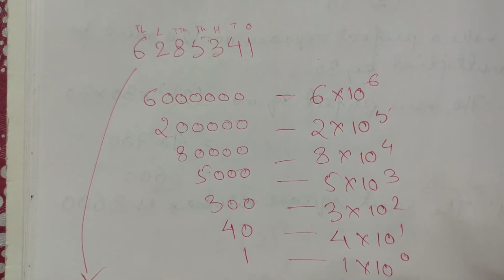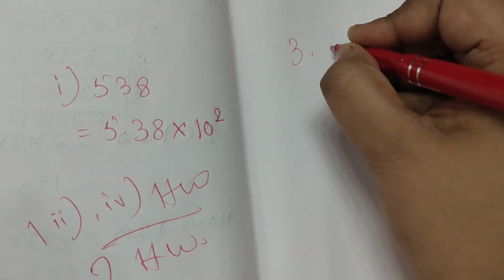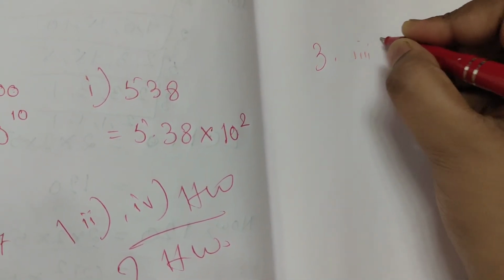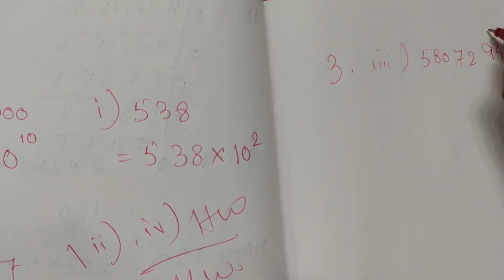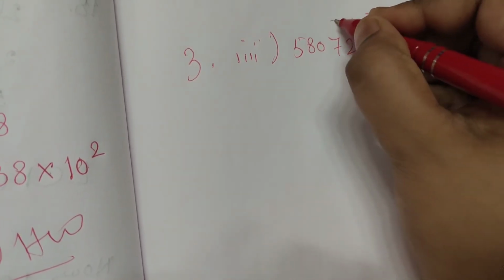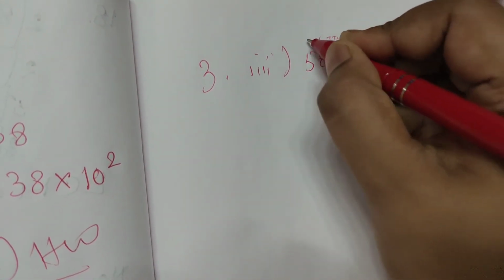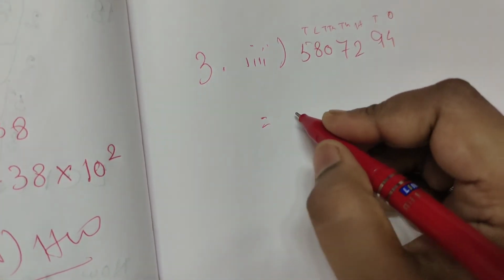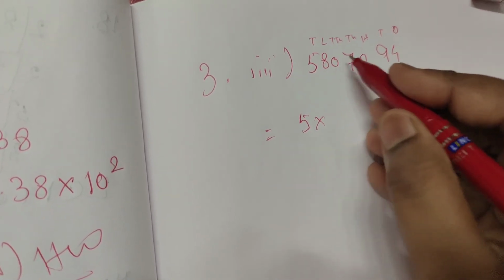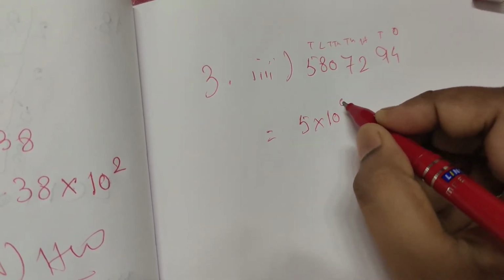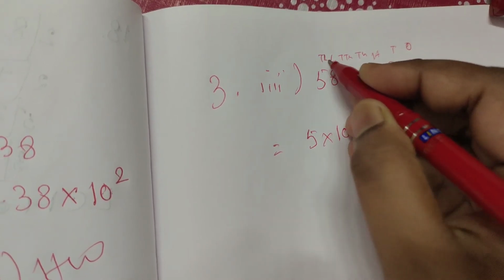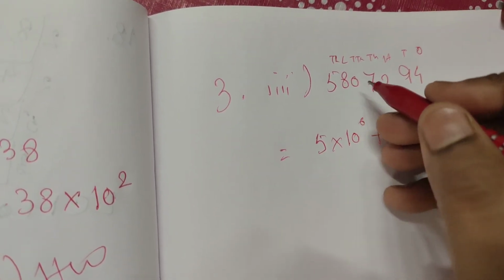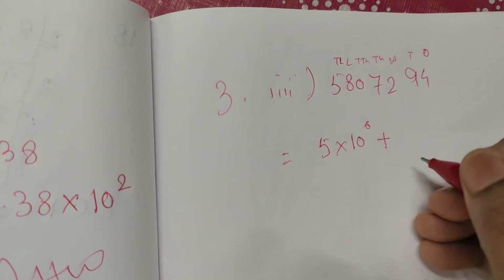And I will do one sum for you from exercise 5B, question number 3. It is 5807294. So write ones, tens, 100, 1000, 10,000, lakh, 10 lakh. Now expand: equal to 5 into 10 to the power 6 plus. Normally whoever is in the 10 lakhs position has 6 zeros. Lakh position 5 zeros. 10,000, 4 zeros. So this you have to remember.